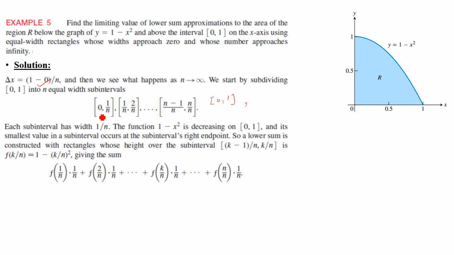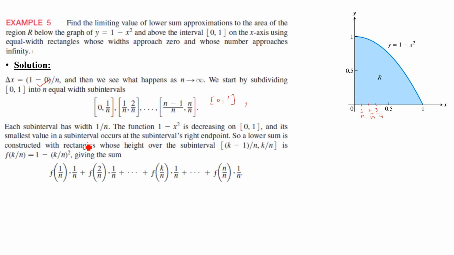Now the subintervals will be 0 to 1 over n, similarly 1 over n to 2 over n, then 2 over n to 3 over n, and this is how these intervals are written. So the first interval starts from 0 and ends at 1 over n. The next interval starts from 1 over n to 2 over n. Since this function is a decreasing function, the lower sum is actually the right sum. So the lower sum is the right sum.